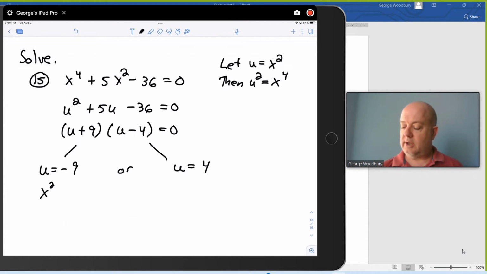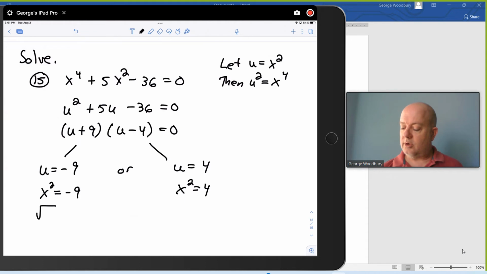X squared equals negative 9, or x squared equals 4. And when we have x squared, the way that we solve that, to get rid of that square, we're going to take the square root of both sides. But remember that when we take the square root of both sides, we have to do plus or minus the square root of that constant side.